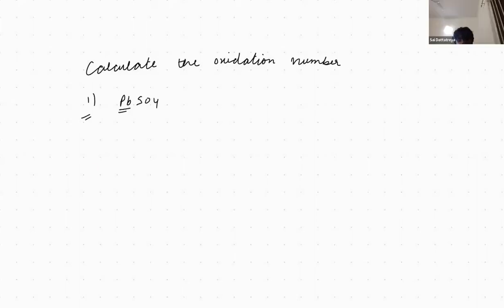Second compound. Ma'am, I'm writing the answer down. I think the answer will be plus 10, because it will be -4. Oxidation in the combined state will always be -2.